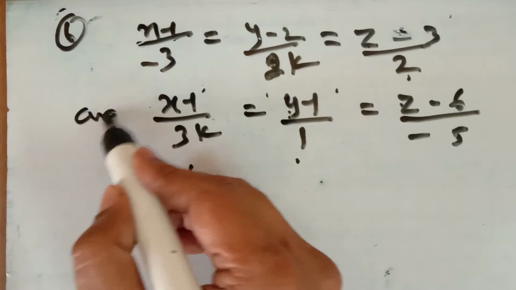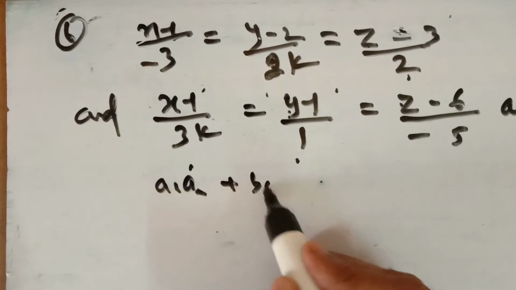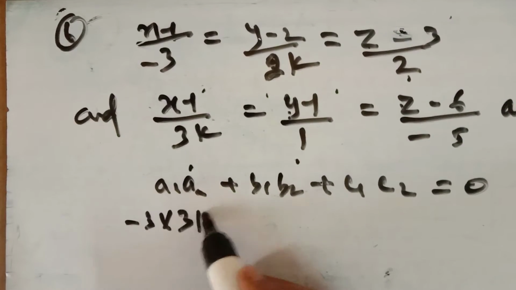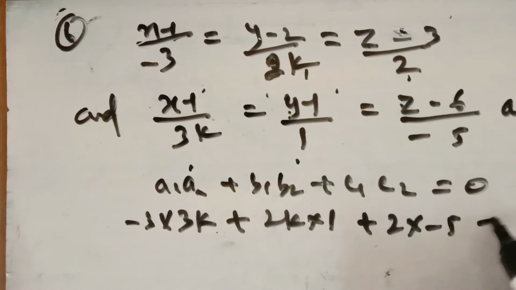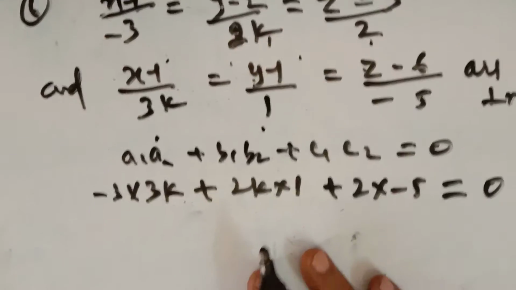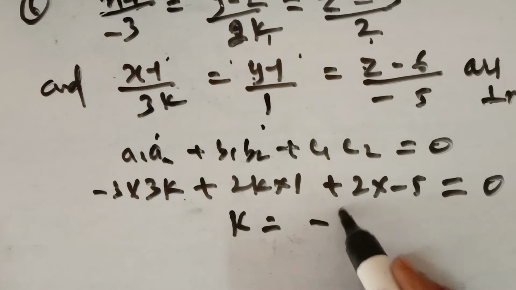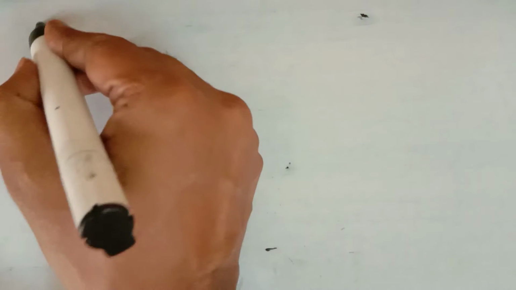These lines are perpendicular. So it means A1 into A2 plus B1 into B2 plus C1 into C2 equals 0. That is minus 3 into 3k plus 2k into 1, plus B1 into B2 plus C1 into C2 equals 0. Set it equal to 0 and you will get the value of k. The value of k that you are getting is -10/7, on simplifying. So this is the value of k when these two lines are perpendicular. This is question number 6. Simply you have to use the condition for perpendicular lines.